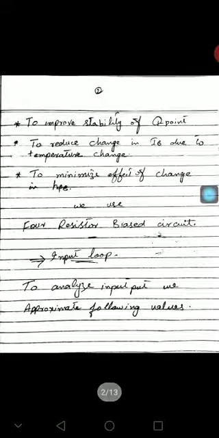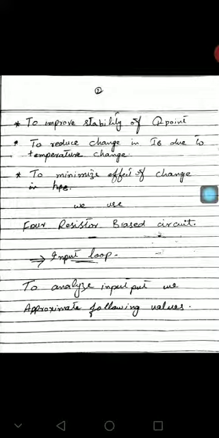This circuit is used to improve stability of the Q point. It has more stability of Q point as compared to fixed biasing. It also reduces change in IB due to temperature change, and minimizes the effect of change in HFE. Effect of change in HFE means you can easily change the transistor after designing. Change of transistor has little impact on IB.